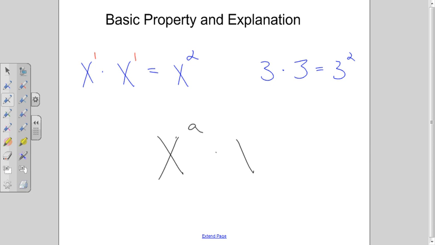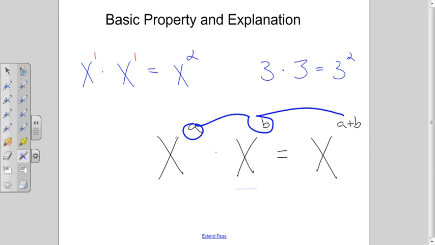So the actual property here that we talk about is when you're multiplying x to the a times x to the b, where a and b are real numbers, you have x to the a plus b. Okay? So also, what you want to realize here is that it's commonly read that when you are multiplying variables of the same base, you in fact just take the exponents and add them.